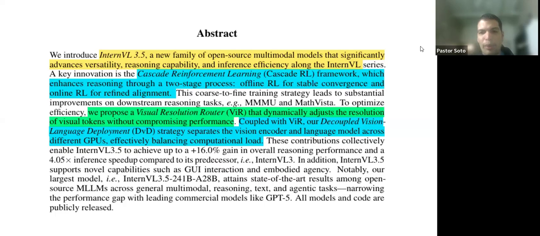And they also separate the vision from the language server, so they deploy them in different parts. It's not in a sequence, they run it in parallel. So they separate the vision encoder from the language model across different GPUs, and this is what adds efficiency to the model in the training and the inference stage.